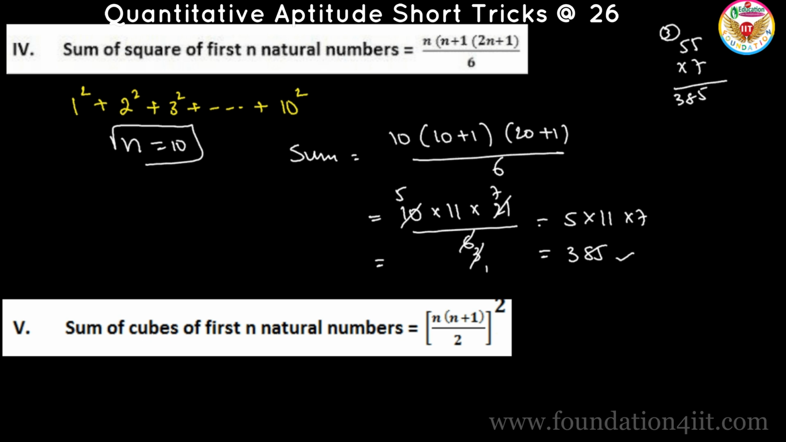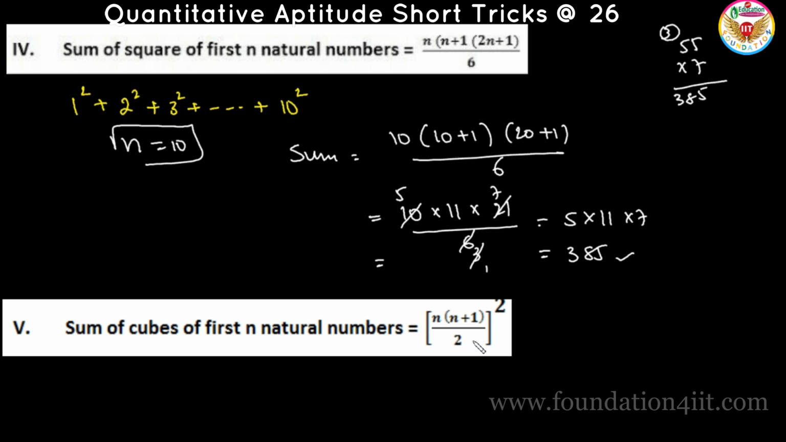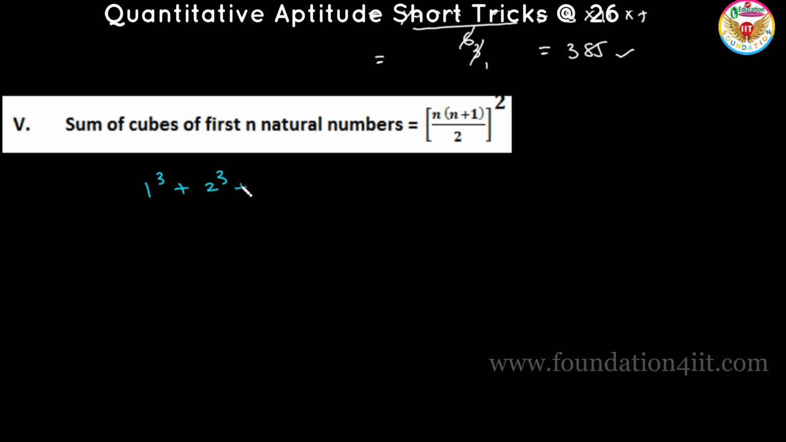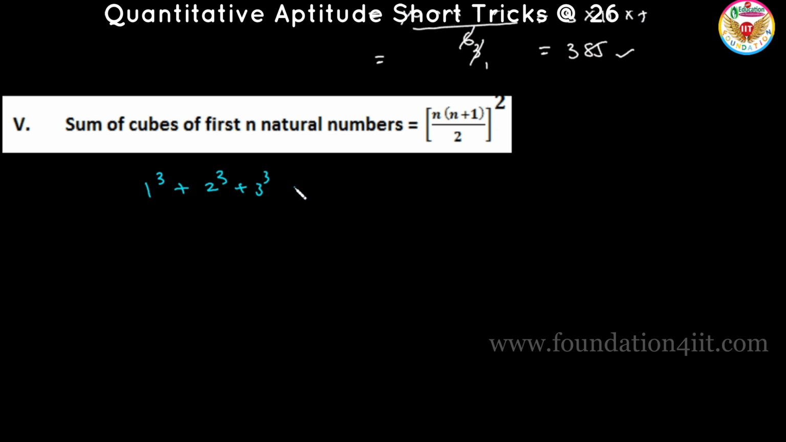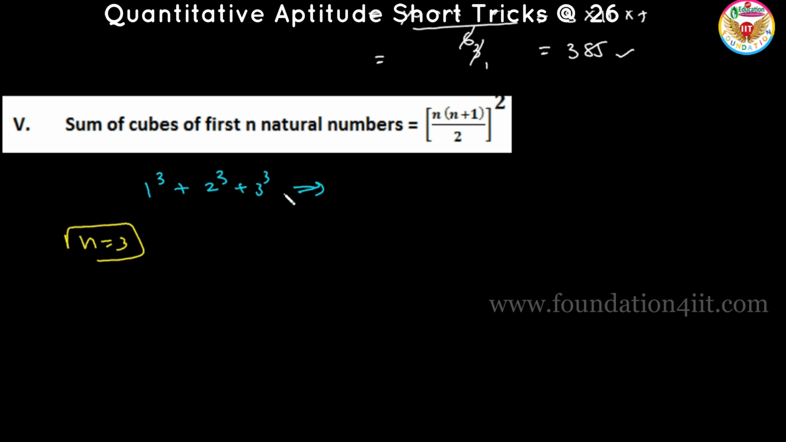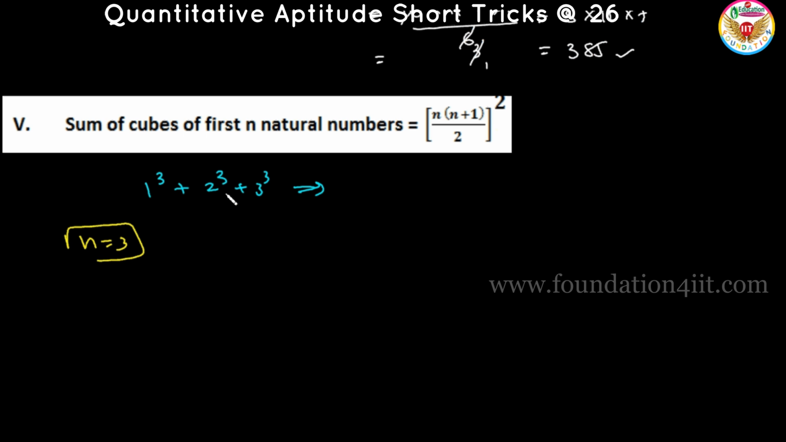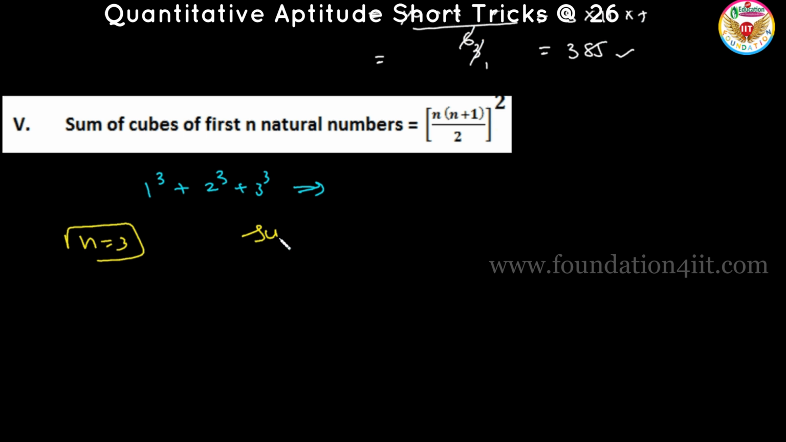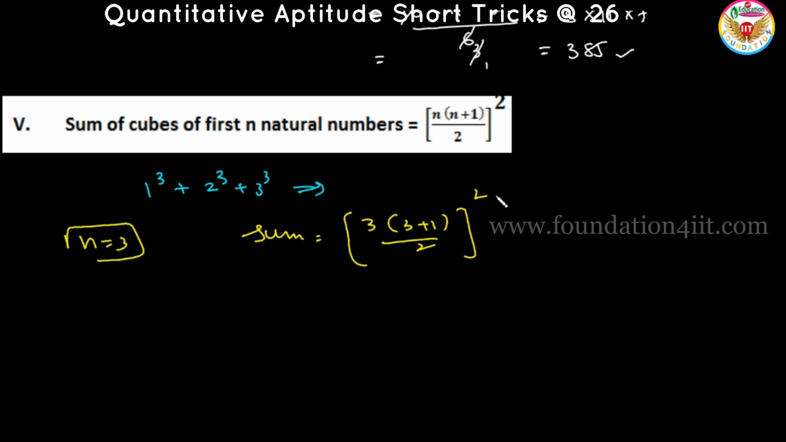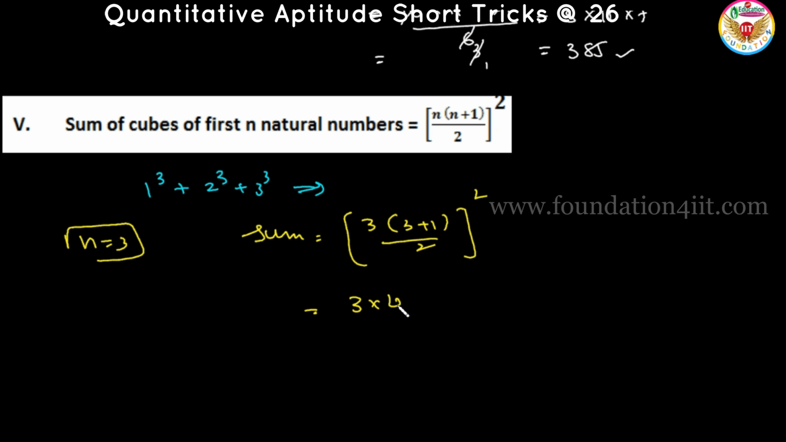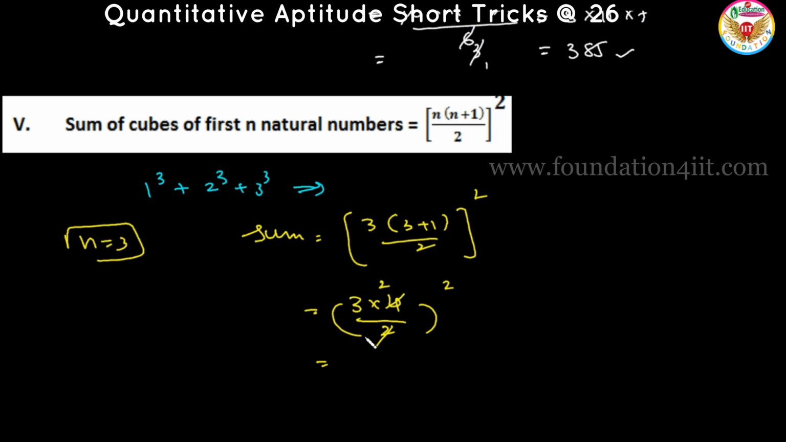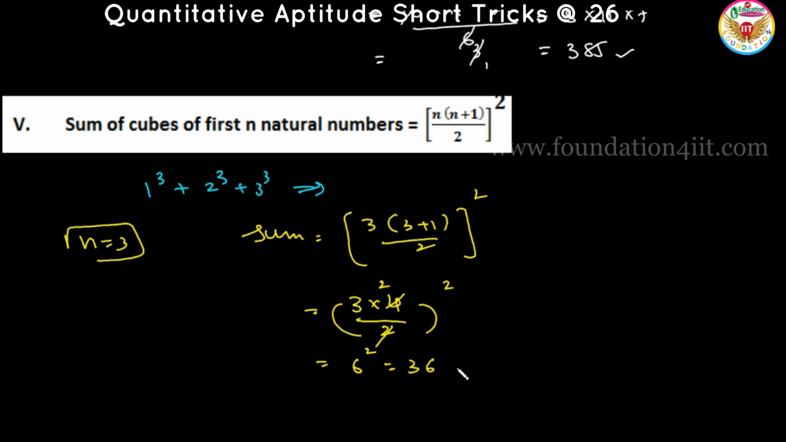Similarly, the sum of the cubes of the first n natural numbers formula is n into n plus 1 by 2, whole square. If you want to add 1 cube, 2 cube, 3 cube, let us take a small example. Here n is equal to 3. Therefore the sum is equal to 3 into 3 plus 1 divided by 2, whole square. 3 plus 1 is 4, divided by 2. You simplify this: 3 into 2 is 6, square. So 36 will come. 36 is the answer.